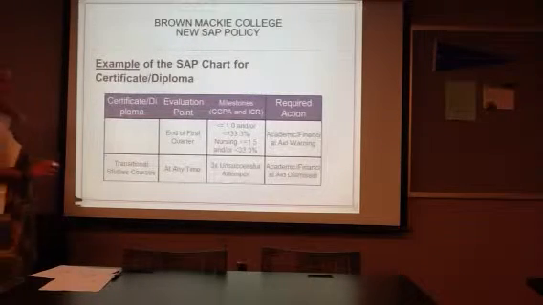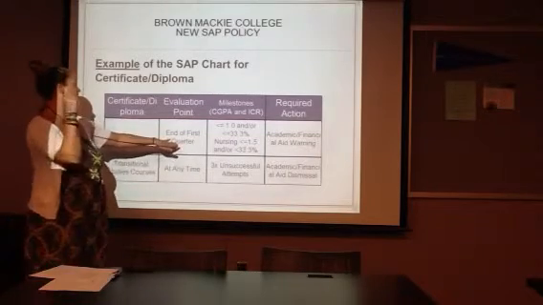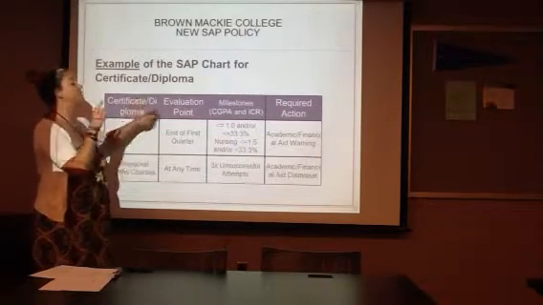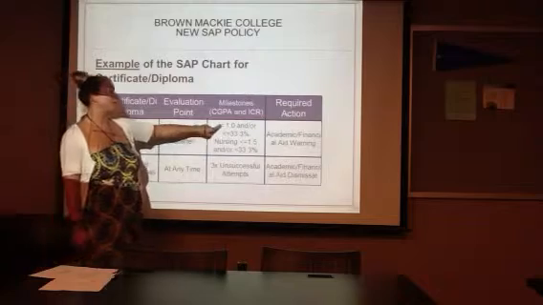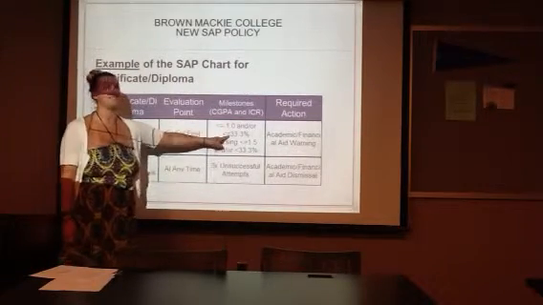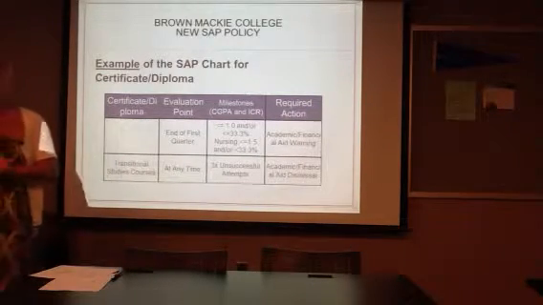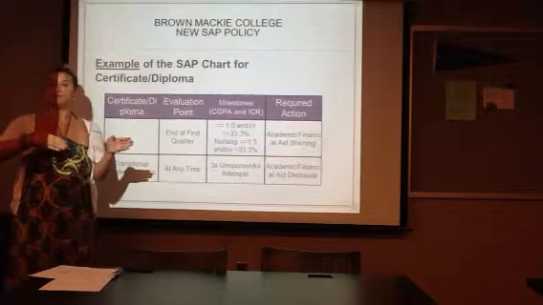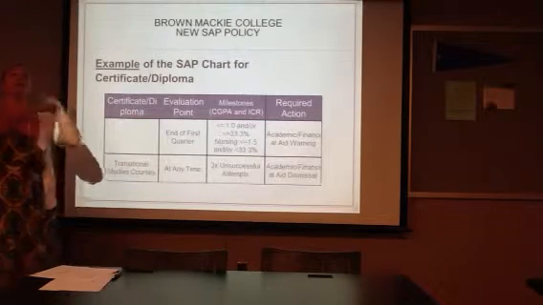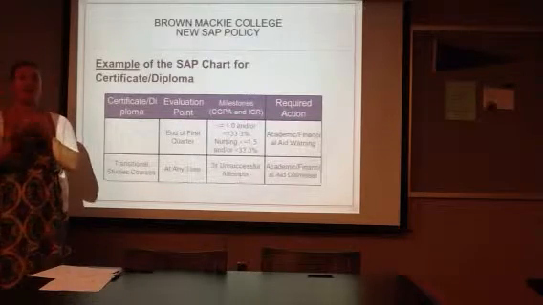Here's a chart to point that out. At the end of the first quarter, which is for a certificate or diploma, which is 3 months, you must be at a 1.0 GPA, and you must be at a 33.3% ICR. ICR stands for incremental completion rate. You must complete more classes. You can't fail more classes than you're taking, basically. So those are the 2 things we check: your GPA and your ICR.